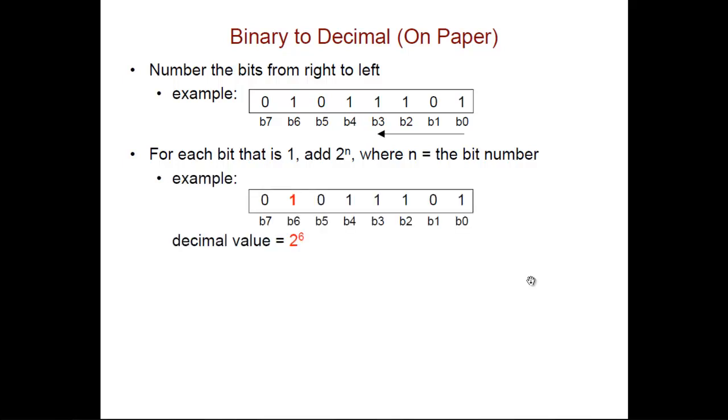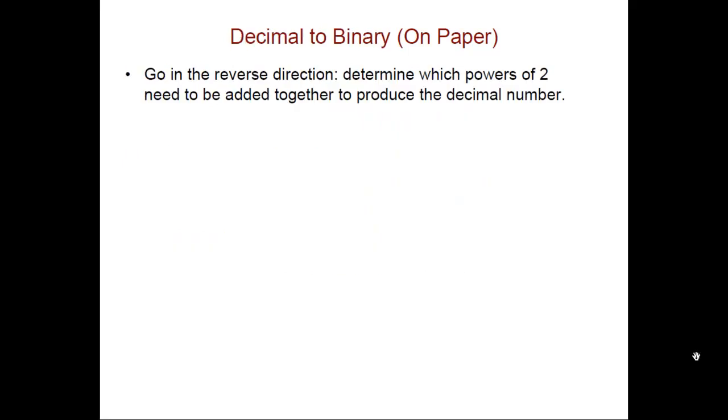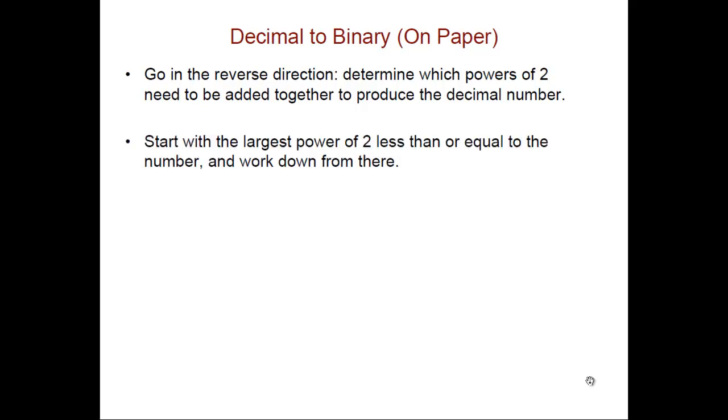So in this case, we have a 1 in bit 6, so we're going to include 2 to the 6th. We have a 1 for bit 4, so we include 2 to the 4. We also have 2 to the third, 2 to the second, 2 to the 0. And when you add those powers of 2 up, you get 93, and so this binary number is equal to 93 in decimal. To go from decimal to binary, we have to figure out which powers of 2 need to be added together to produce the decimal number. And we're going to start with the largest power of 2 that is less than or equal to the number and work our way down from there.